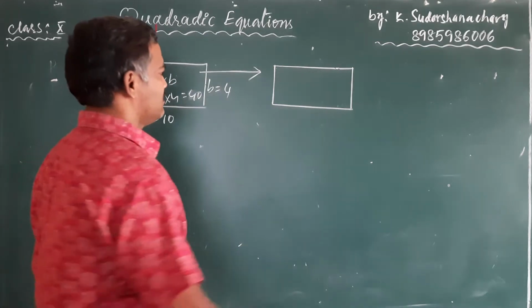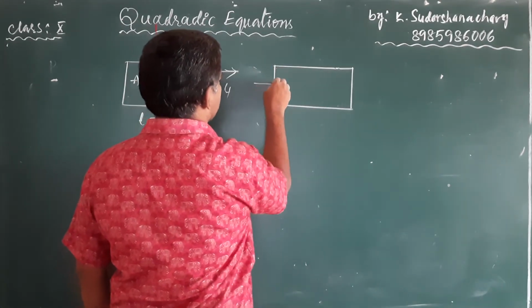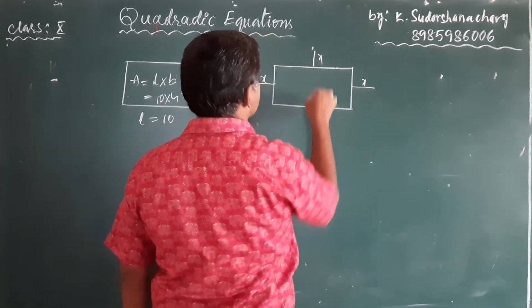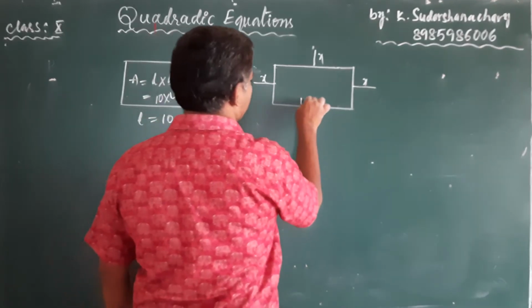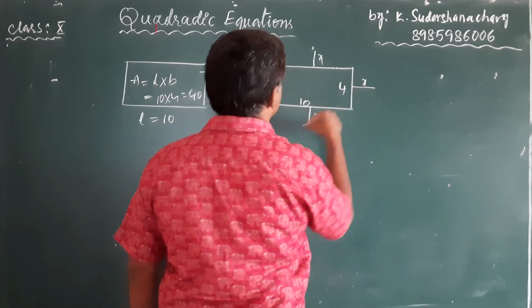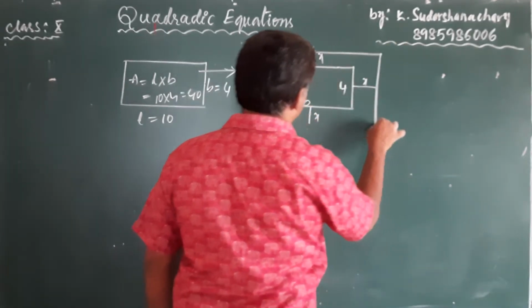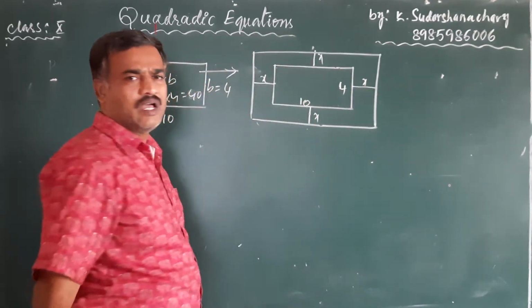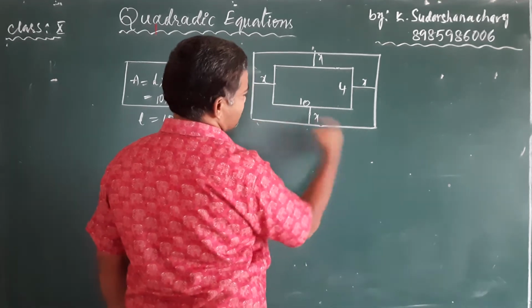are increased by x. Here on all sides, I am taking a width of x: this side x, this side also x, and this side also x. Previously we took 10 units here and 4 units here. Now we get the length and breadth of the outer rectangle by adding the width on all sides.